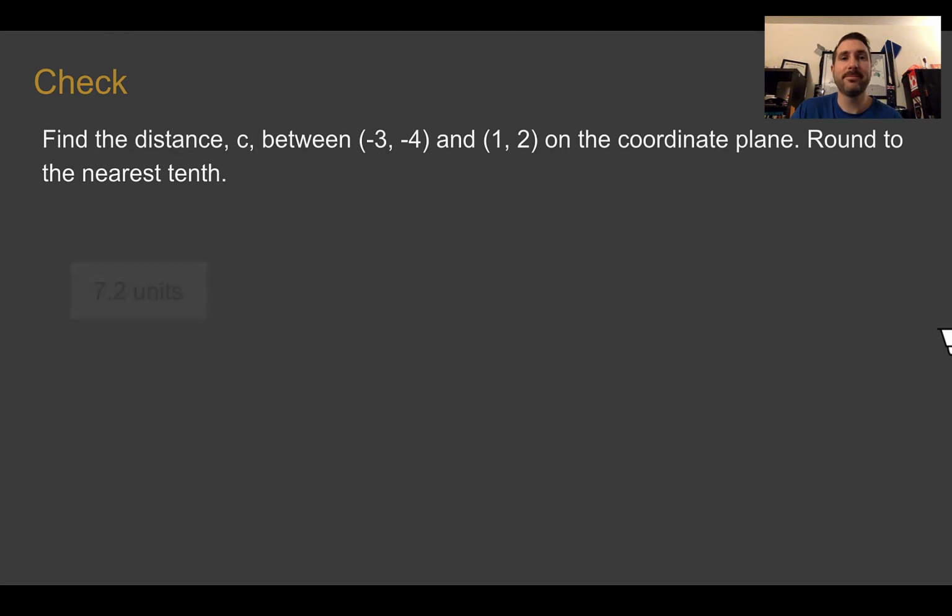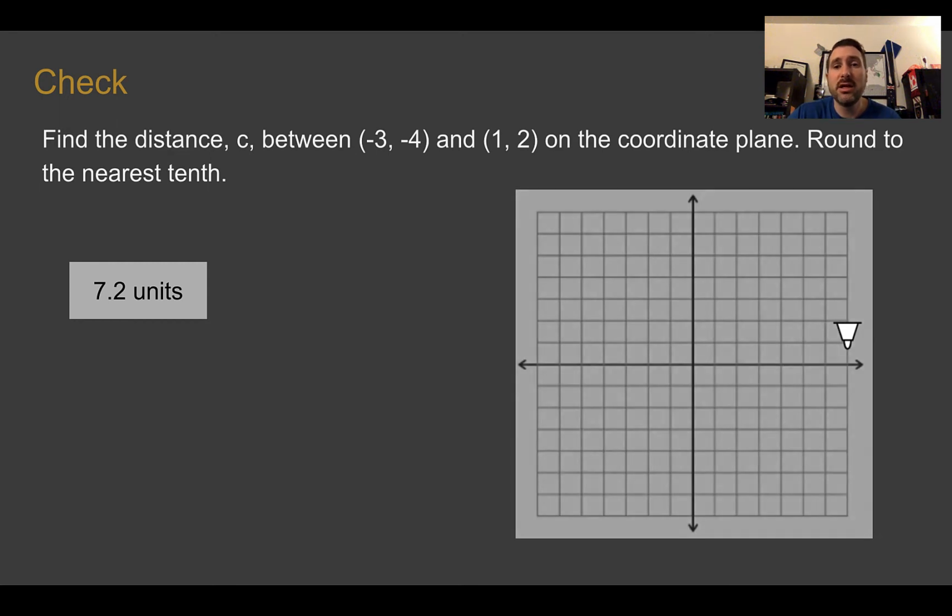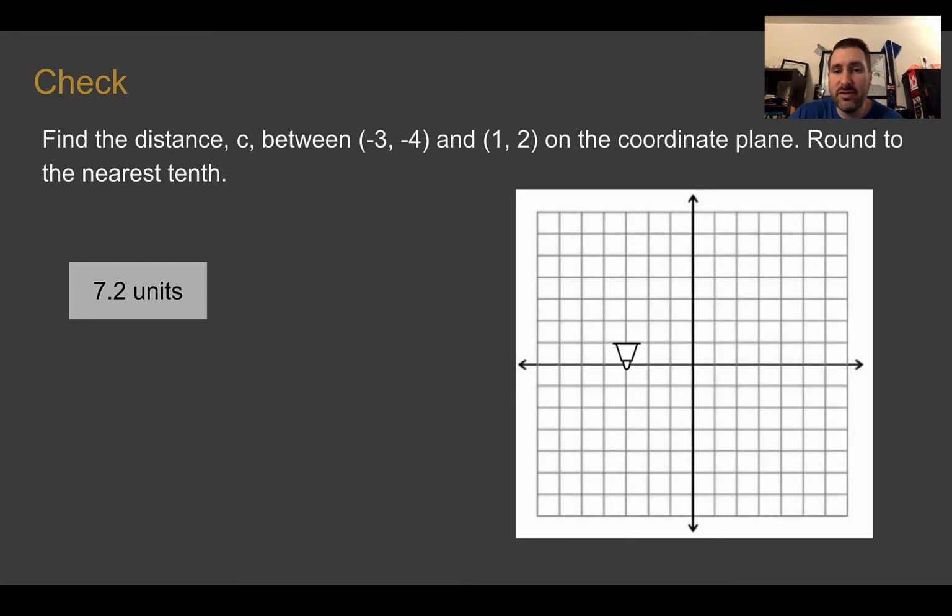Check your answer. You should have found that the distance between these points is about 7.2 units. To get there, first, negative 3, negative 4 is down here. 1, 2 is up here. So if I'm going to make my right triangle, it would look sort of like this. Or maybe you drew the legs down here. Either way, this is 6 units tall and 4 units wide.